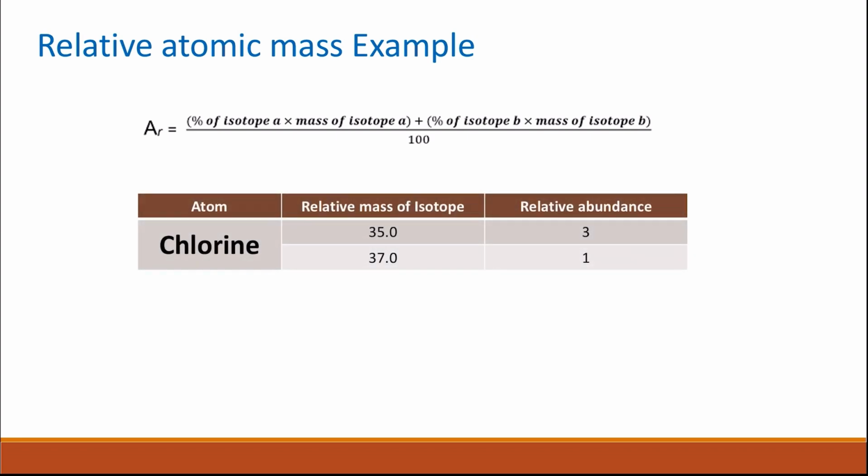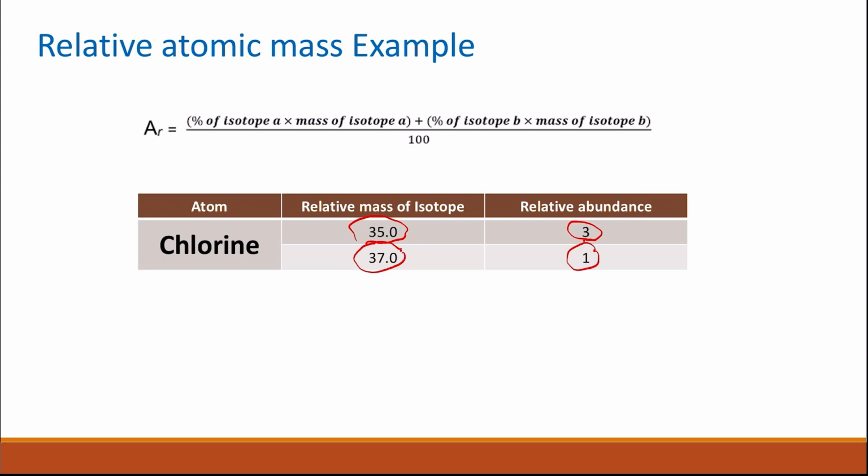Now we have chlorine, one of the elements in the periodic table. There are two isotopes of chlorine: chlorine 35, which has the atomic mass of 35, and chlorine 37. The relative abundance of chlorine 35 is 3, and the relative abundance of chlorine 37 is 1.